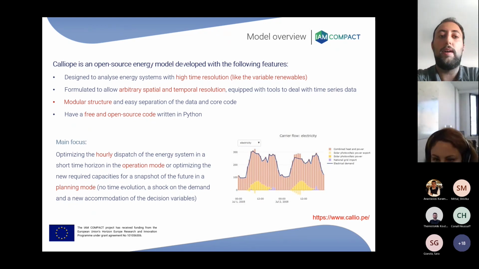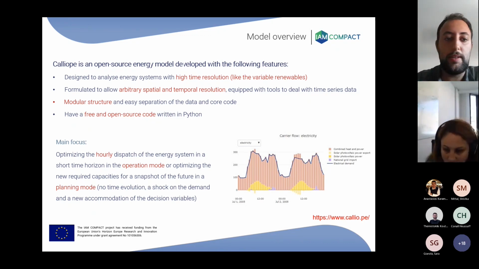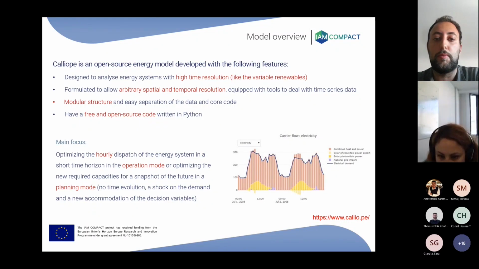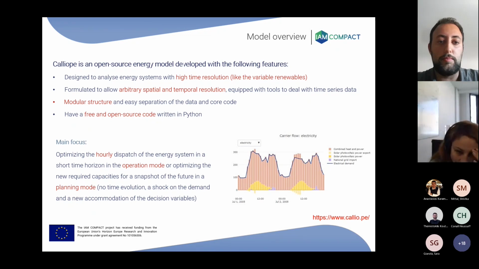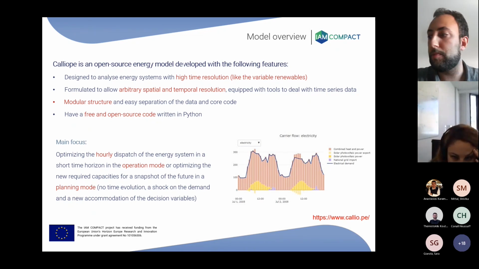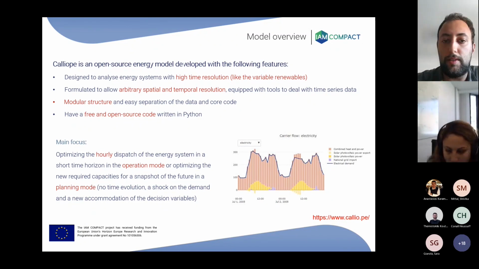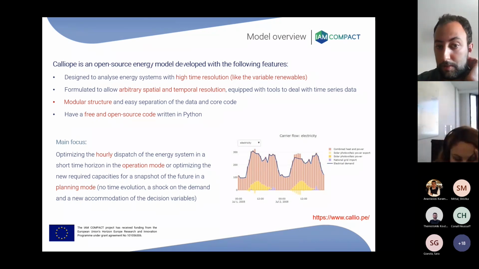Calliope is an open source energy system modeling framework, basically designed to analyze the energy system with high time resolutions. It's a multi-node model, so it also allows designing models with different spatially explicit nodes, and it's also quite user-friendly for not very skilled programmers. It has a very user-friendly interface to structure all the input data, and as I said, it is free and open source.